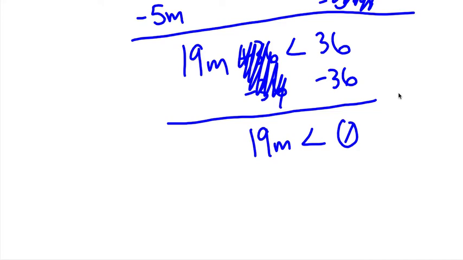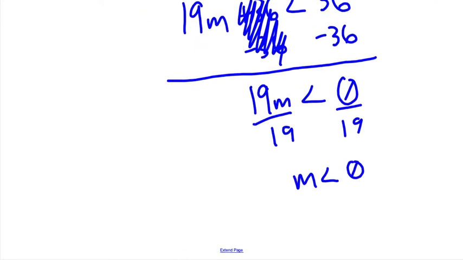Now I know some of you are looking at this and you're saying, alright, 19 is less than 0, that's false, so no solution. But remember, the no solution in all real numbers, it only occurs when we get rid of the variable. I did not get rid of the variable here, so I will divide by 19, and I get m is less than 0. Okay, so you want to make sure that you're aware of what's happening there.